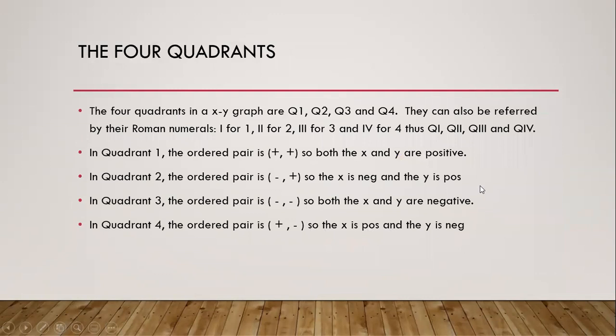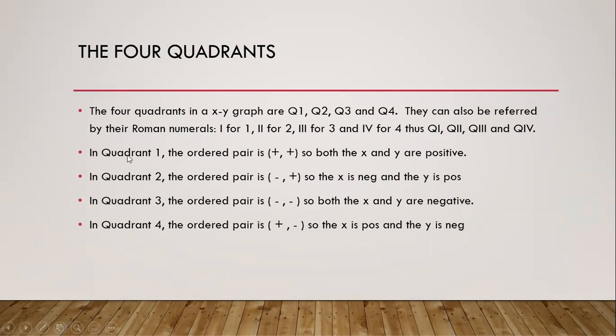All right, there are 4 quadrants. The 4 quadrants are Q1, Q2, Q3, and Q4. The first quadrant, the second quadrant, third quadrant, and the fourth quadrant. They can also be referred to by Roman numerals, so you may see the Roman numerals for them. I, II, III, and IV basically refer to 1, 2, 3, and 4. I have it listed out like that.